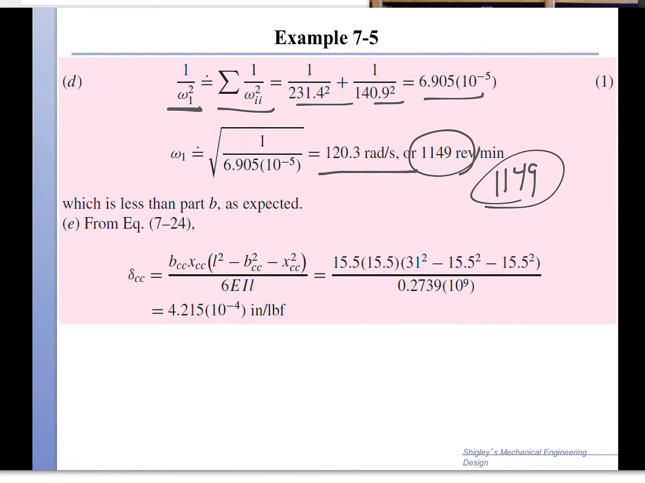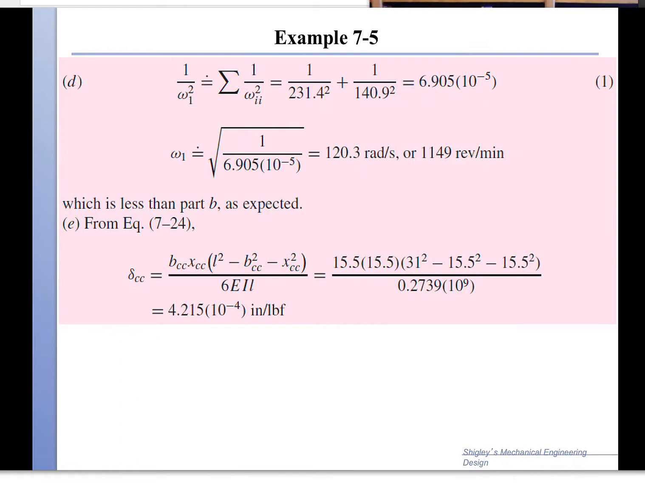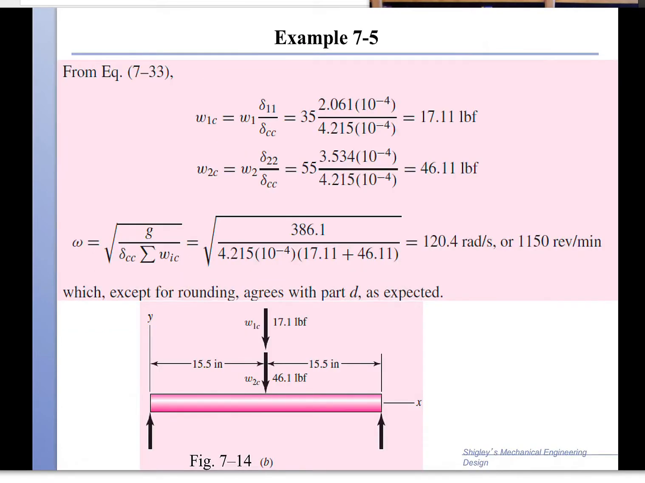So that's what we will do here. As the translation, we have to find the delta CC at the center, where now B is at the center, so this is half of the shaft. The shaft length is 31, so half of it is 15.5. And therefore we get delta CC is 4.2 times 10 to the minus 4. Now I can translate the weights. From W1, I ratio by delta 11 over delta CC to get W1C, which is a fictitious force at the center. And W2, I translate and get a fictitious force at the center. This turned out to be 17.1, and this is 46.1.